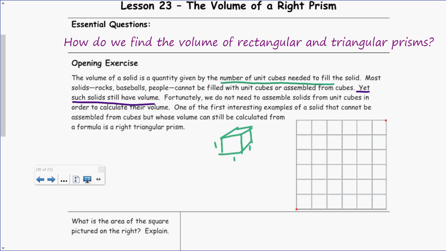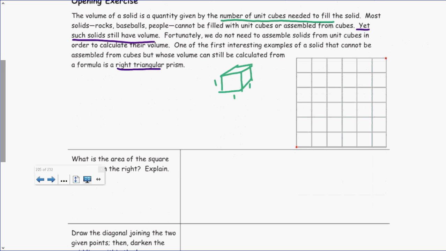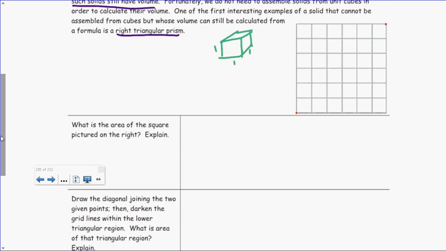One of the first interesting examples of a solid that cannot be assembled from cubes, but whose volume can still be calculated from a formula, is a right triangular prism. So in order to get to the right triangular prism, we're first going to talk about rectangles and triangles and what kind of relationship they have.